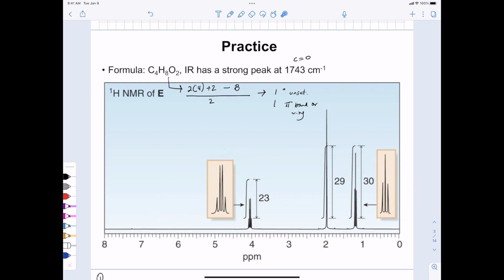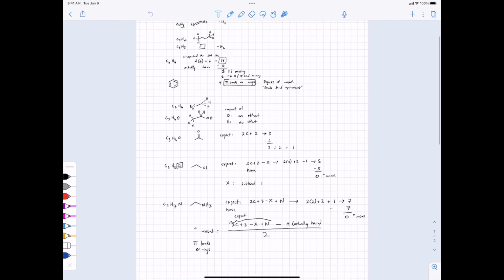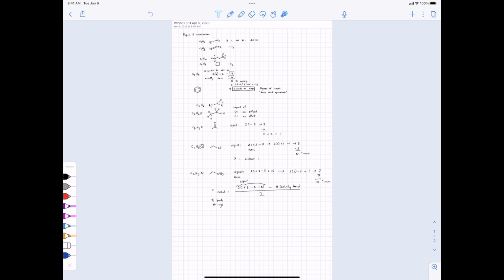You didn't want to know, but I'm going to tell you. And that's where we get into something that's called nuclear magnetic resonance. Before we move on, any questions about degrees of unsaturation?